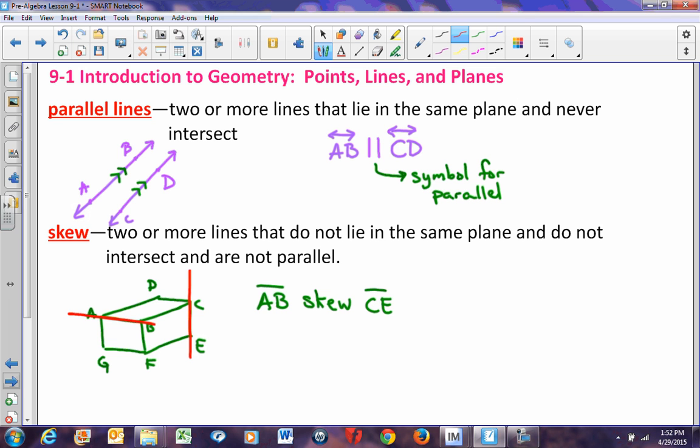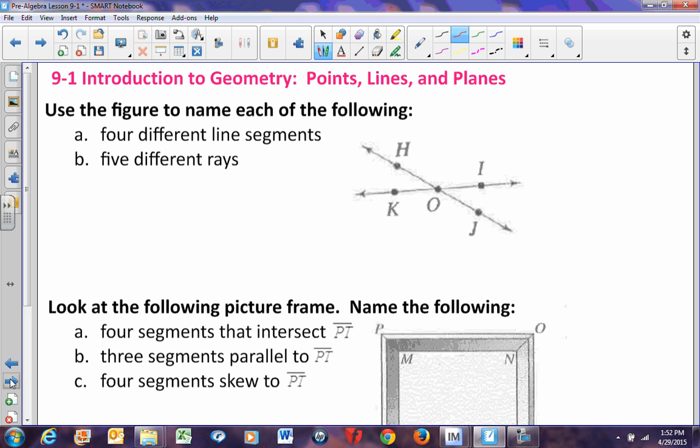On this two-dimensional piece of paper, they'll cross. But if you would use a Kleenex box and put a ruler one direction and a ruler the other direction, you'll notice they'll never cross. I'll show you that in class as well. All right, let's apply some of these things.